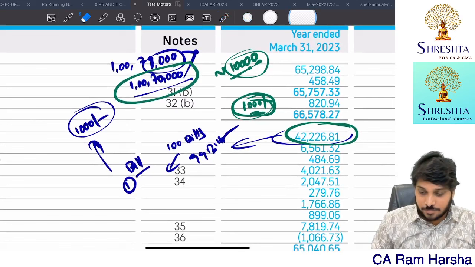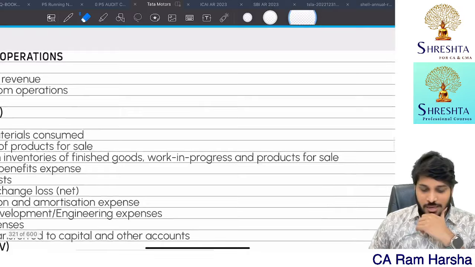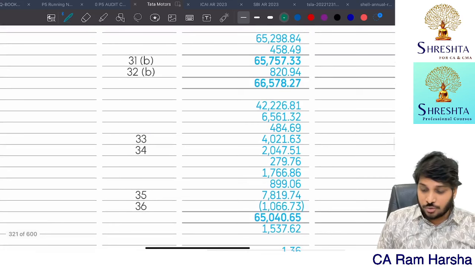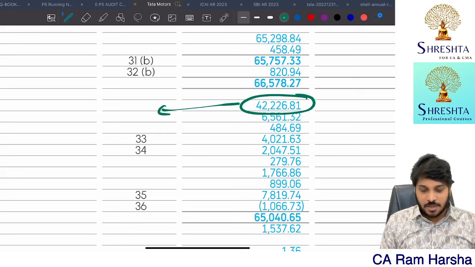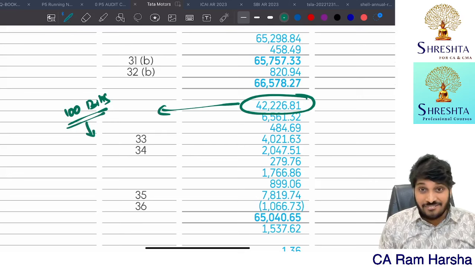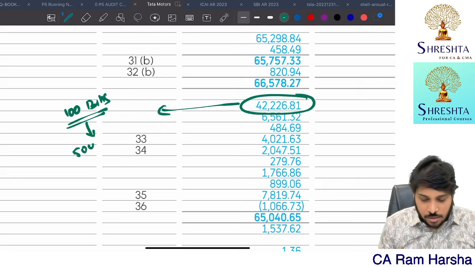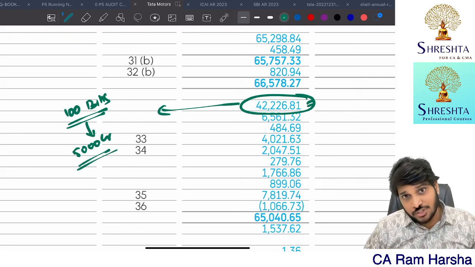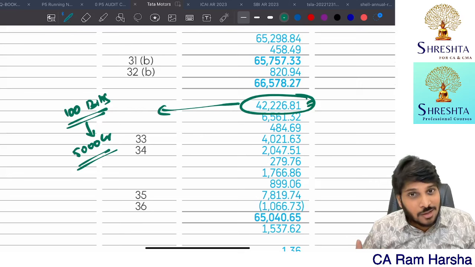another example. Same profit and loss account. Okay, so revenue, expenses, all that. In this 42,000 crore, I selected a sample. 100 bills I selected. You know, what is the total value of this sample of 100 bills I selected? 5,000 crore. Which means out of 42,000 crore worth of purchases, I am verifying 5,000 crore worth of cost of materials consumed by just selecting 100 bills.